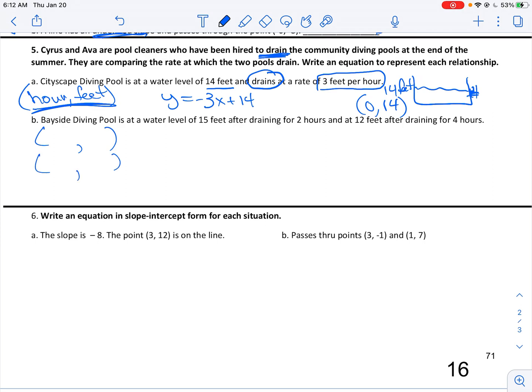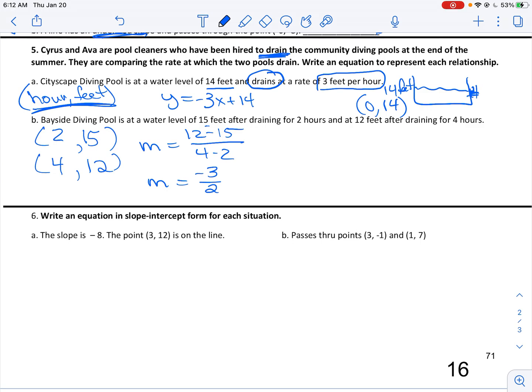So Bayside Pool is at a water level of 15 feet after draining for 2 hours. So 2 hours, 15 feet. And then it says 12 feet after draining for 4 hours. So 4, 12. So I find the slope. That would be 12 minus 15 over 4 minus 2, which is -3 over 2.